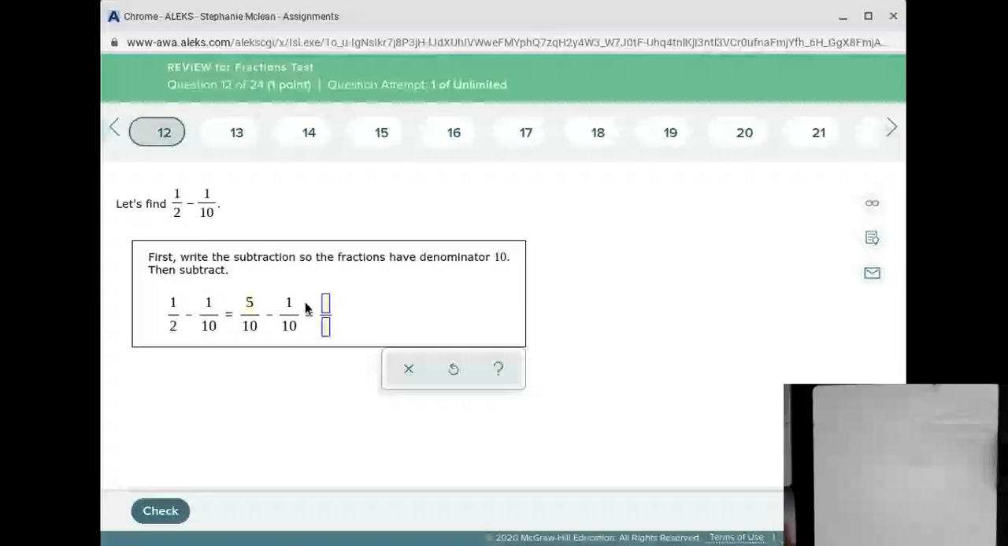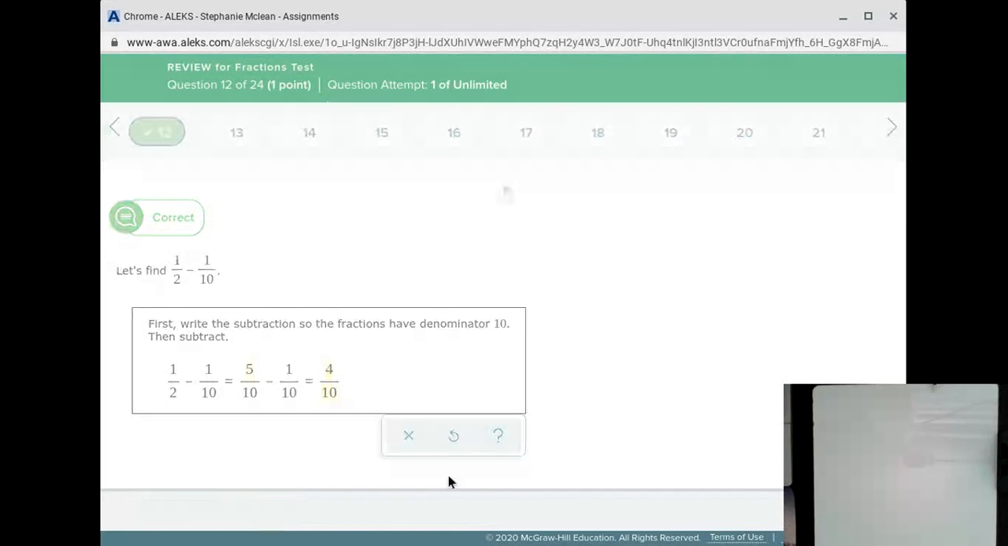Now you just go straight across. So 5 minus 1 is 4, and 10 on the bottom. The denominator stays the same when you're adding and subtracting. It does not say to reduce or write in simplest form, although this is reducible, so I'm going to leave it.